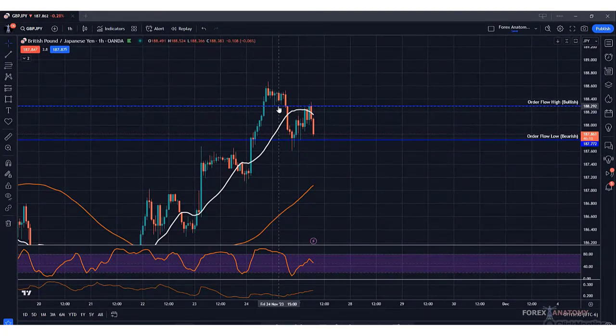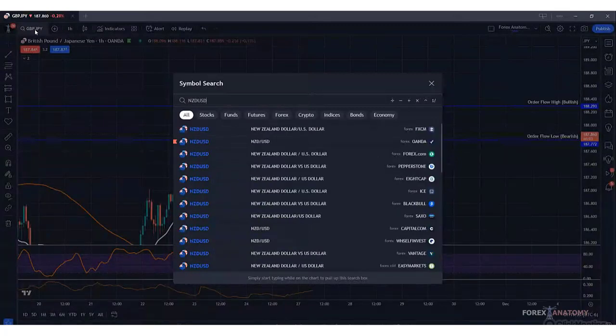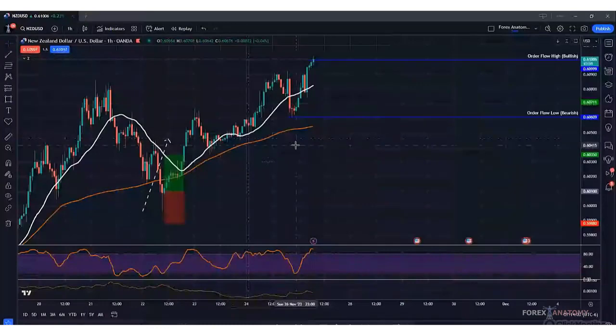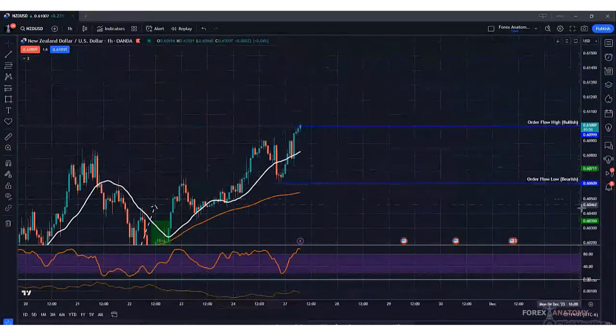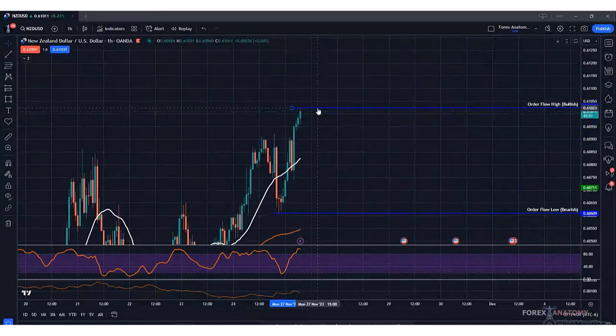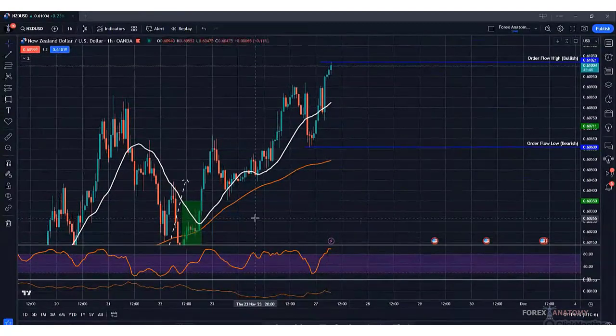But anyways, let's go and talk about the next pair we're going to look at, which is the Kiwi USD, NZD USD. All right. And this is very similar to the pound USD. We're simply looking for an opportunity to buy Kiwi USD. And the reason why is pretty obvious. It's obvious that order flow and bias is to the upside. And I believe we see this bias on multiple time frames.